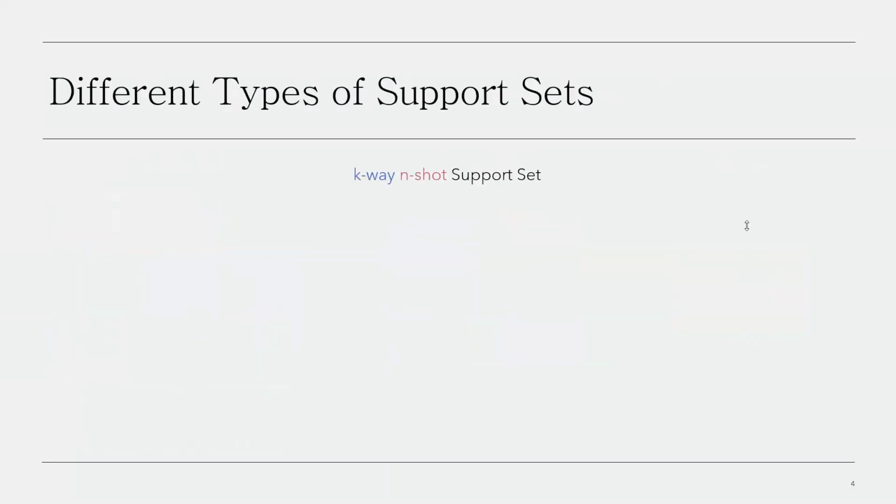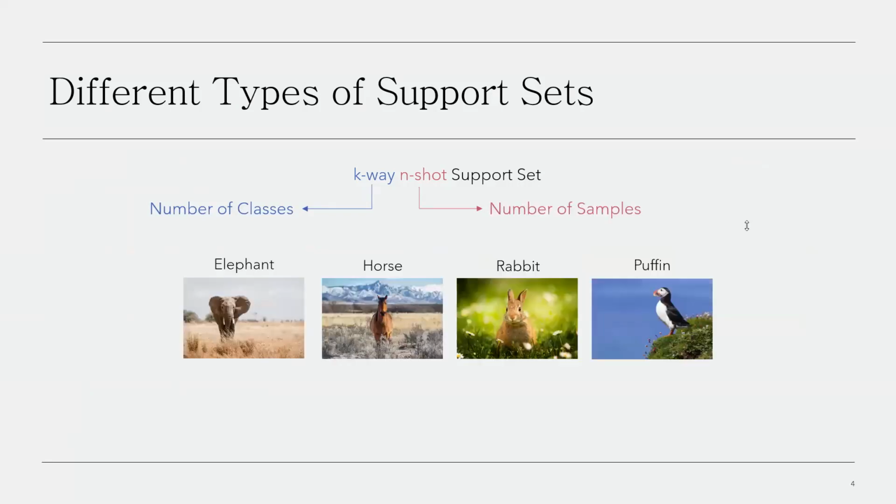So there are different types of support sets. The typical way you say a support set is K-way N-shot. K-way stands for the number of classes, while N-shot stands for the number of samples. In this case, we have the elephant, horse, rabbit, and puffin classes. So we have 4 classes, and each only has 1 representative sample or image. So this would be considered a 4-way one-shot classification set.